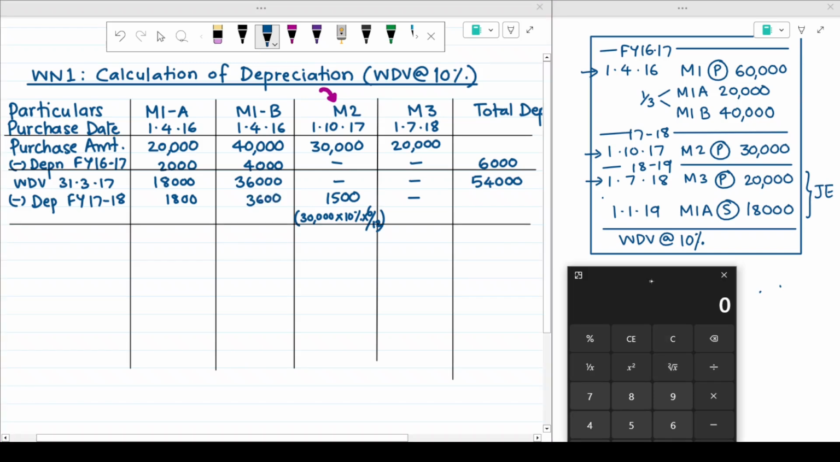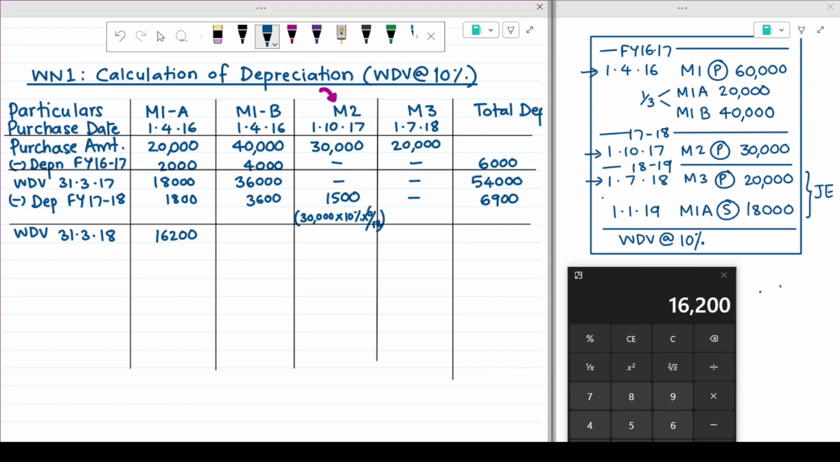So we have all our depreciation amounts. Let's do the total. 1800 plus 3600 plus 1500, that is 6,900. And WDV as on 31/3/18 will be 18,000 minus 1800, that is 16,200. Since this is double, we can just do into 2 into 2, 32,400.